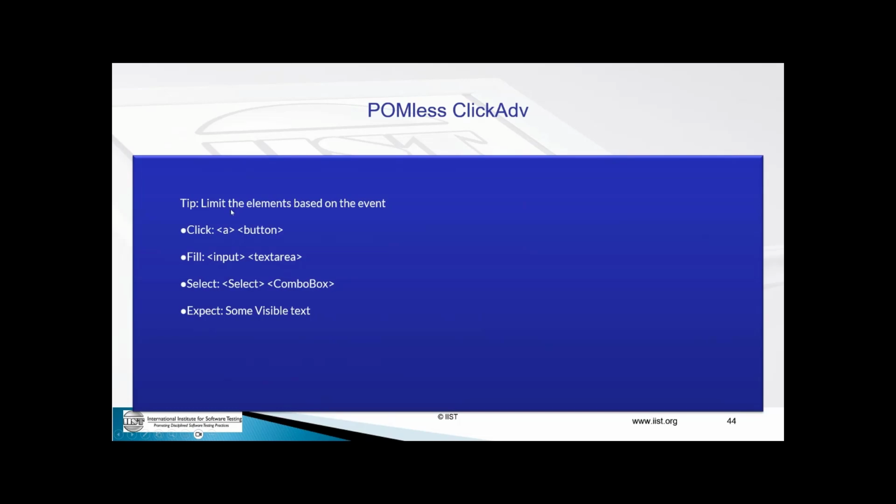You can, again, as I mentioned earlier, limit the elements that you're looking for. If you're doing a click, look for an anchor or a button. If you're looking for a fill, look for an input or a text area. If you're doing a select, look for a select or a combo box. And if it's expect, 90% of the time, it's just visible text. It's a div that's sitting on the page.